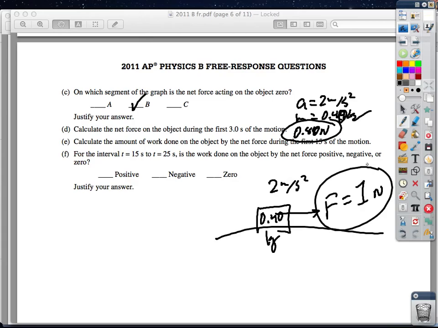Well, think about this for a second. If you have to apply more force than is necessary based on the acceleration, then what must be going on?